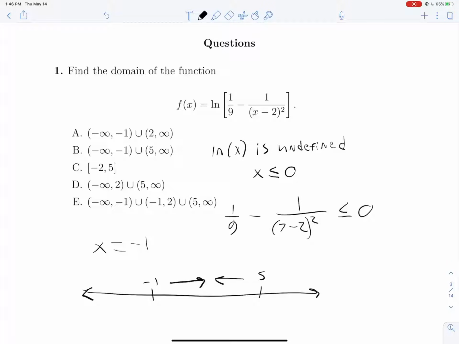So really, the domain for this function is the entire number line minus this interval right here. And that's given by the union of the interval from -infinity to -1 and 5 to infinity. So there we go. And I gotta pull up the answer key for this exam just to make sure that we're doing the right thing. Okay, 1 is B.